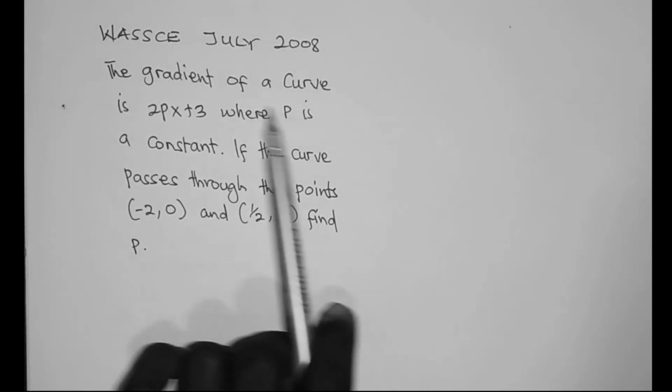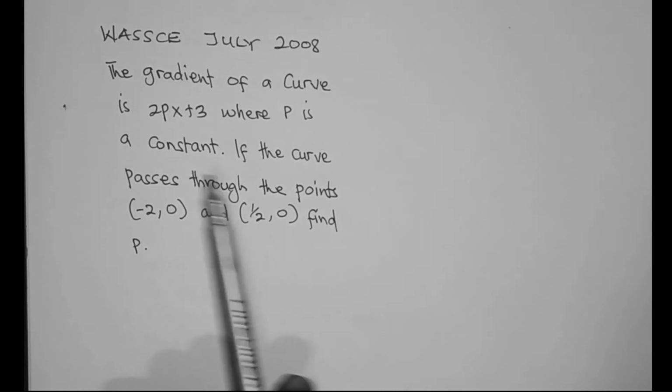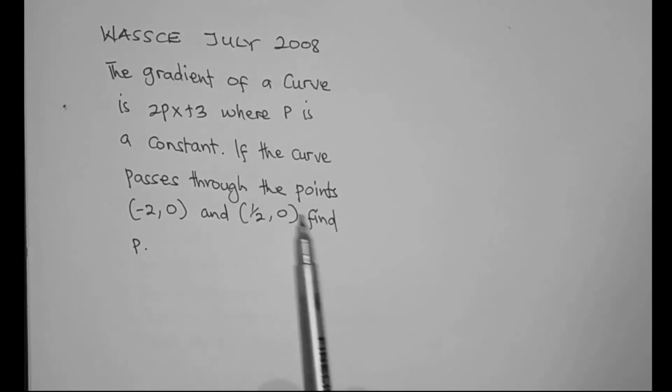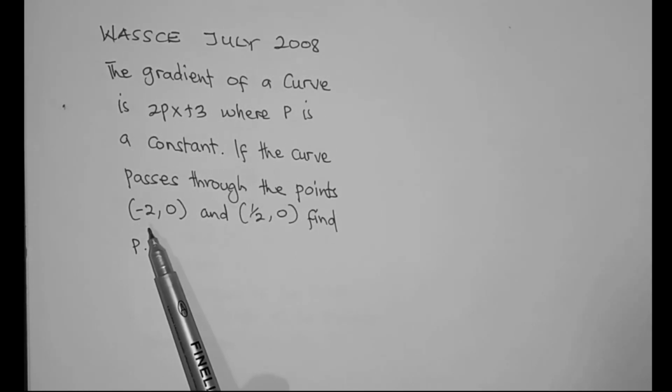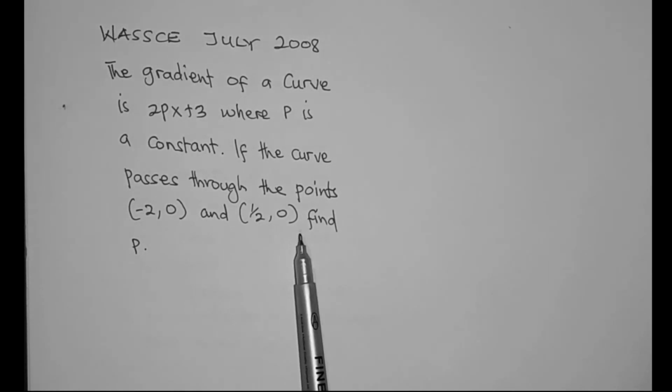The gradient of a curve is 2px plus 3, where p is a constant. If the curve passes through the points (-2, 0) and (1/2, 0), find p.